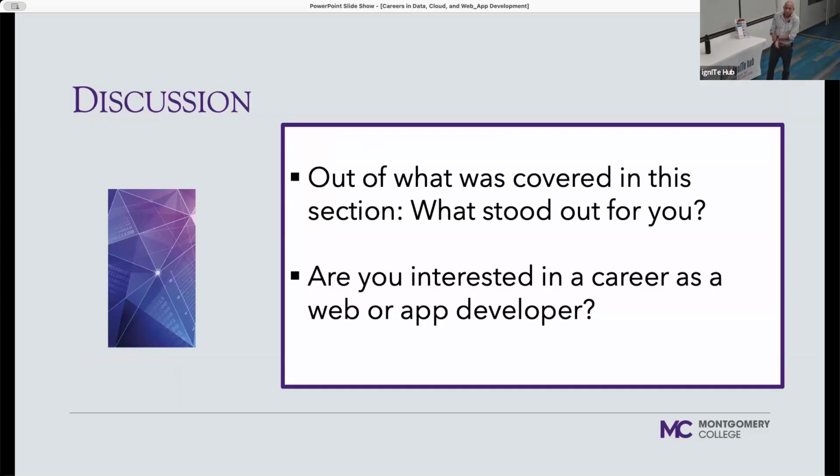Again, what was covered in this section, let's reflect a little bit. What stood out for you? And are you interested in a career as a web or app developer? I also would like to open the floor for any questions that we have about this specific area.